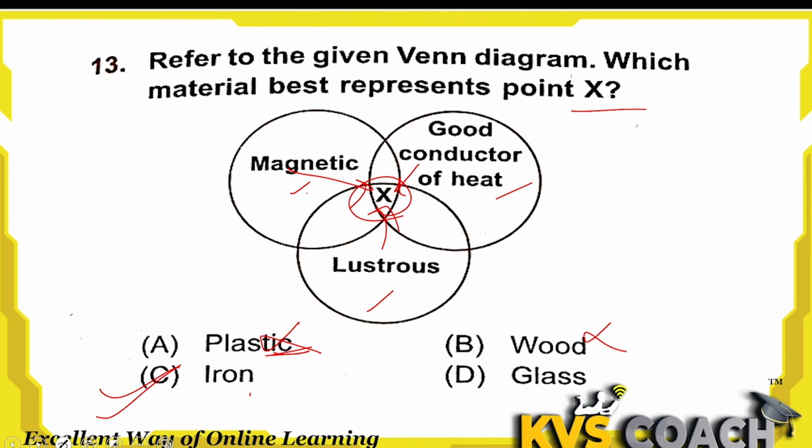They can be lustrous. They can have a shiny surface, but they do not have magnetic property and they do not conduct electricity. That's why this is wrong here. Iron is the right answer.